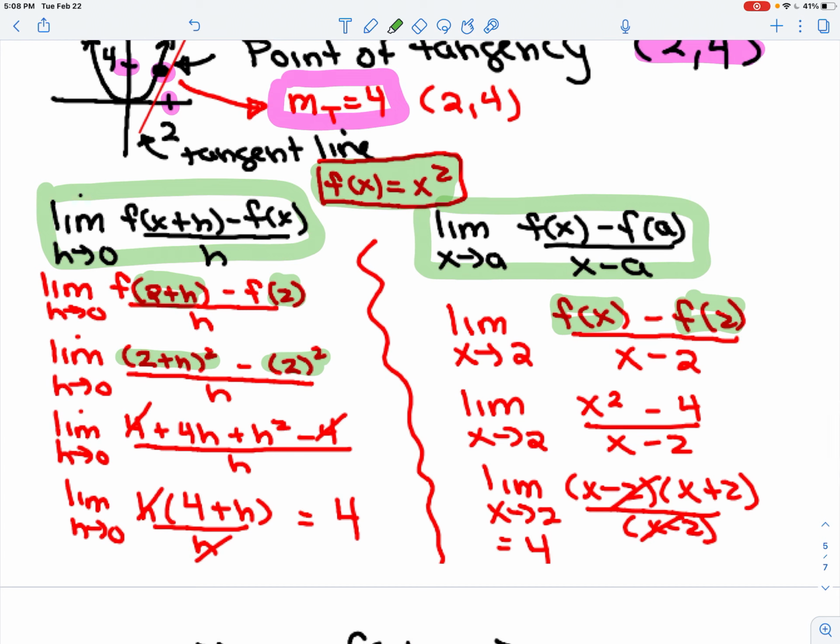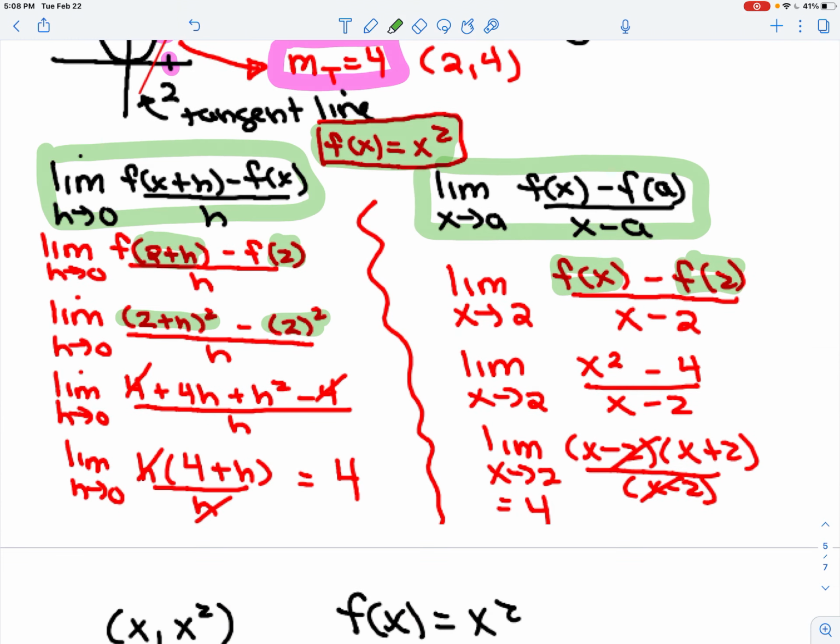And then when I FOIL that all out, I get 4 plus 4h plus h squared, and then minus 4. And then my 4's cancel. And then I can factor out an h, and my h's cancel. And the h's are the problem, right? Because you're dividing by 0. And then now I can evaluate the limit, and I let the h be 0, and then I get the rate of change is 4.